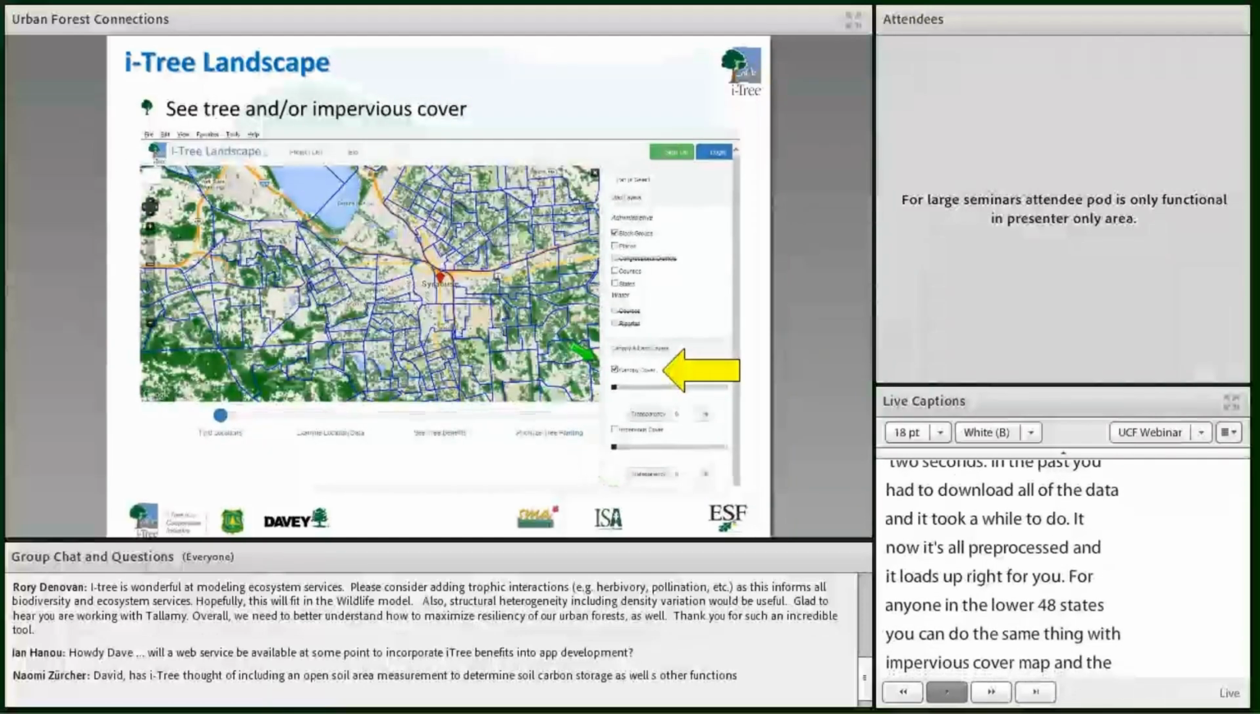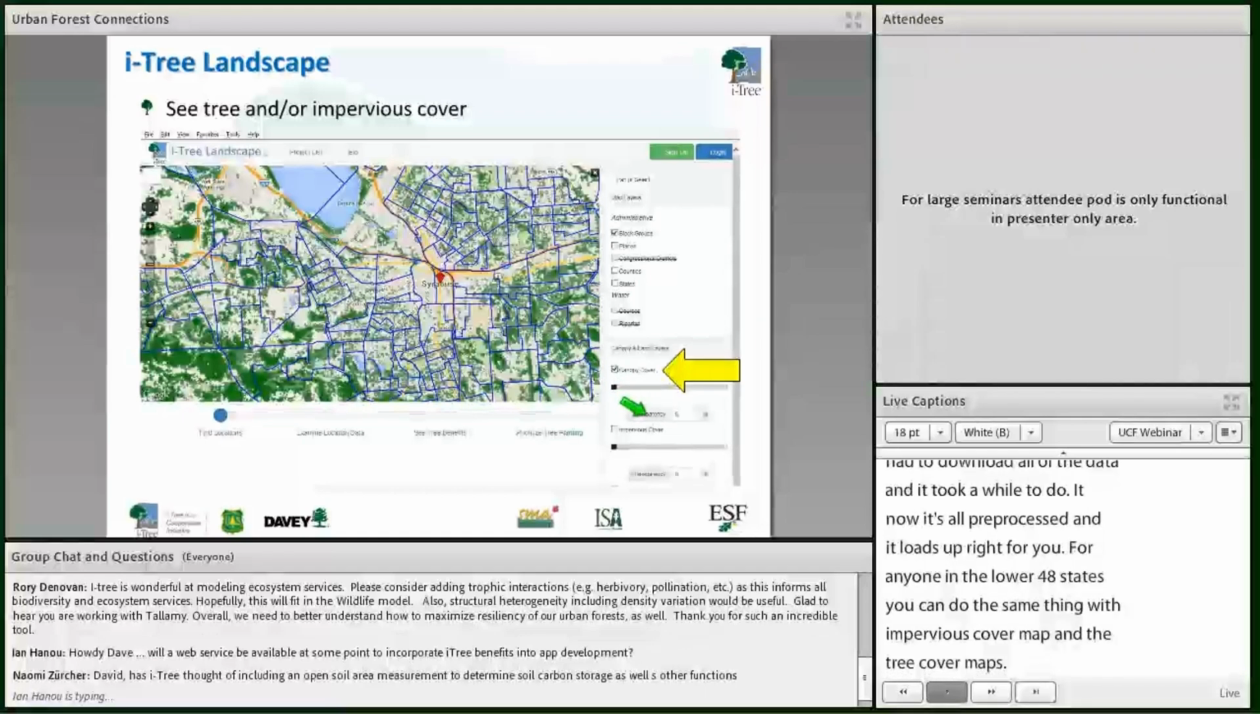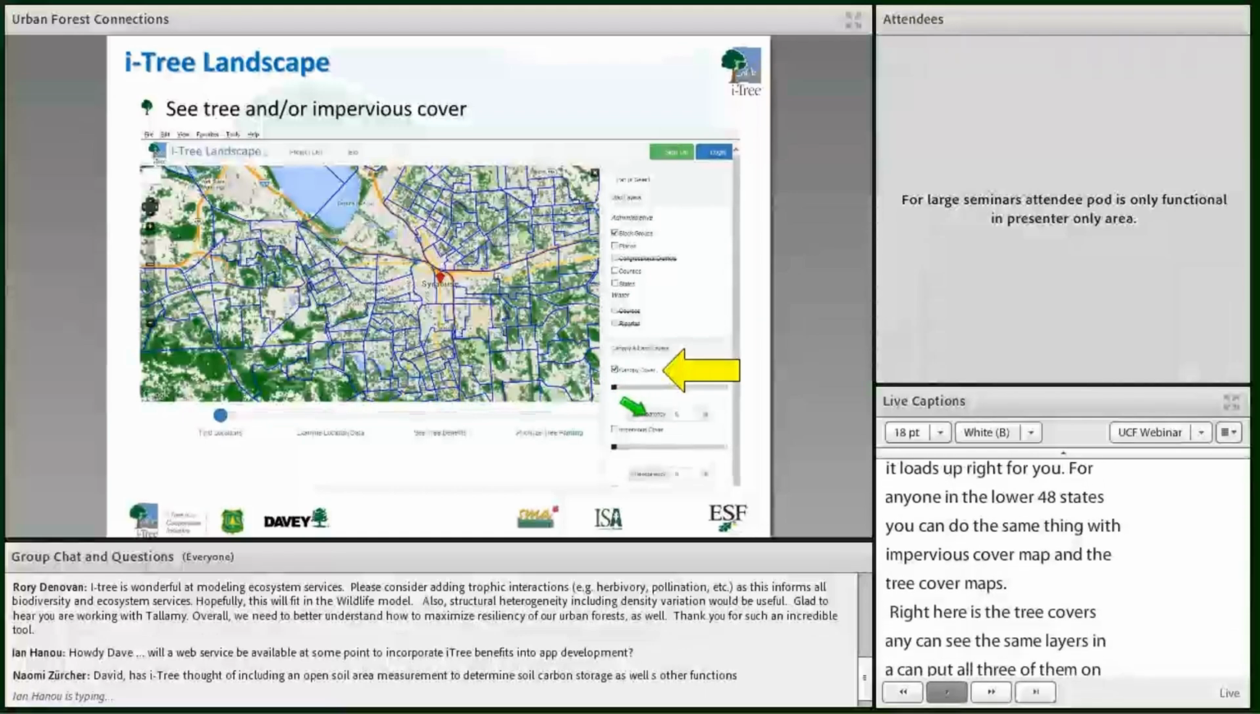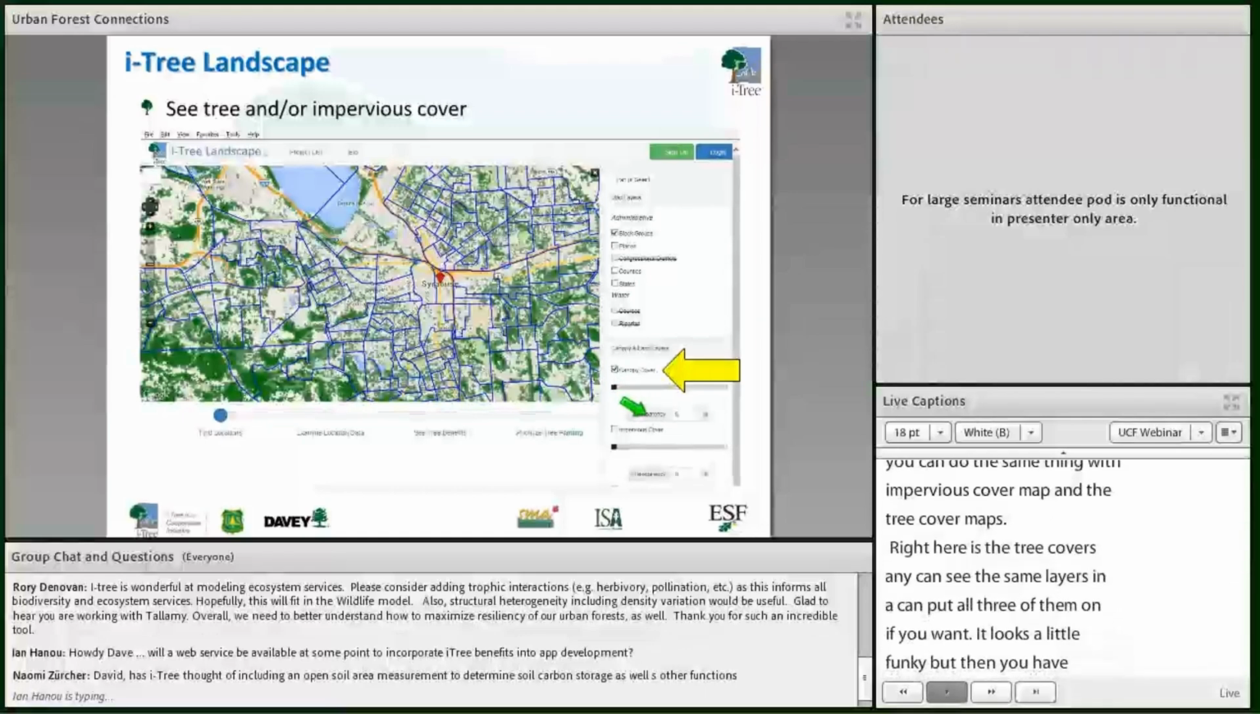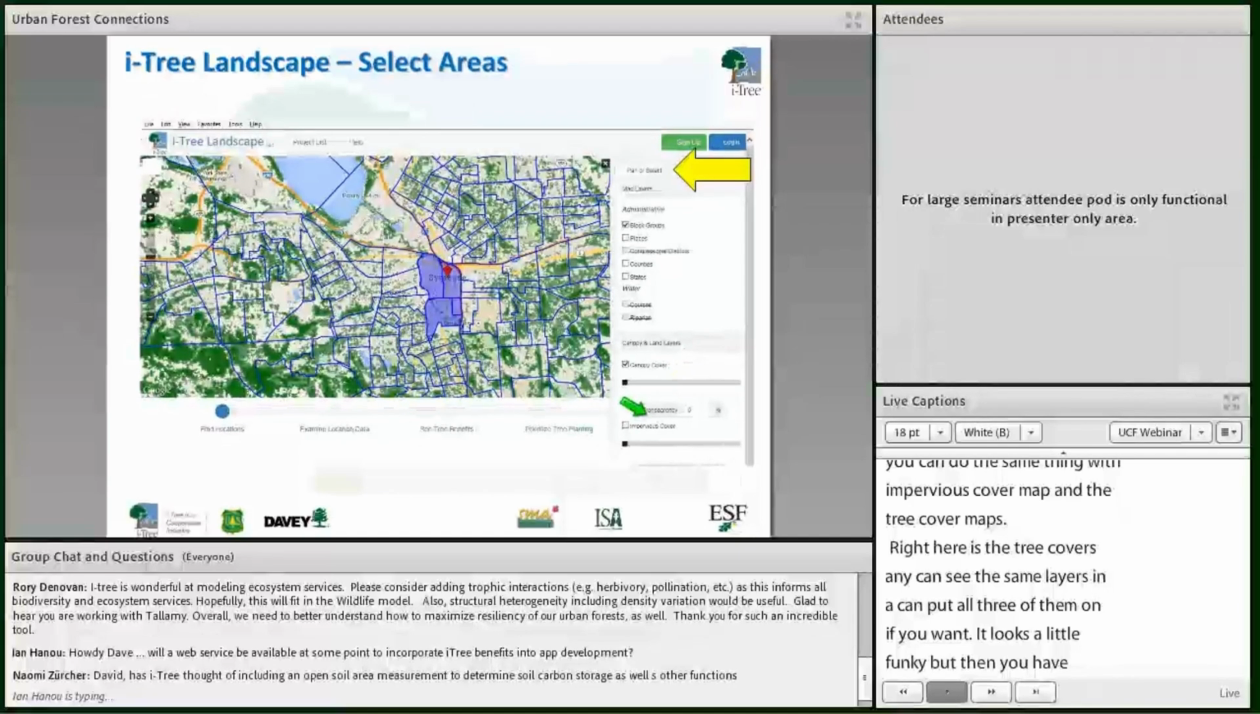And right here, there's the tree cover, so you can see the same layers. And you can put all three on if you want. It looks a little funky, but then you have transparency bars here that will change the shading. I don't know why you would put all three on, but sometimes you get so many colors going together, but you can do that if you want.